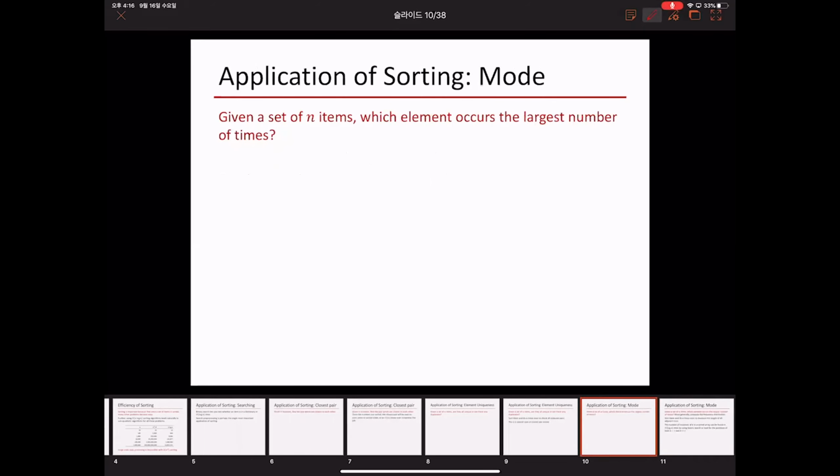So the mode, what's the mode? Given a set of n items, which element occurs the largest number of times? So how can you find this? Do you understand the problem? Mode is, given n items, I have random items, and which element occurs the largest number of times. How can you find this? It's going to take n. Okay, I think I read your mind. Anyone else?